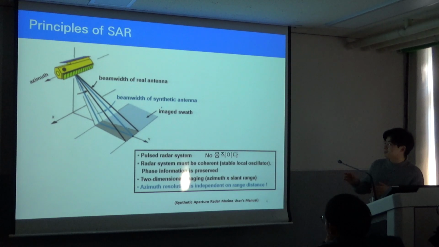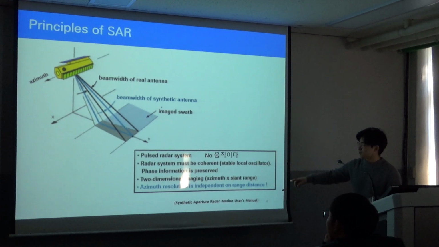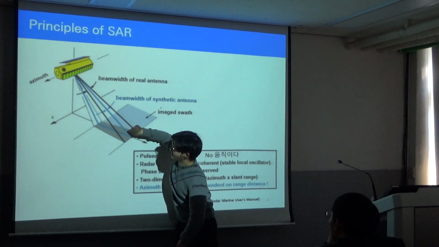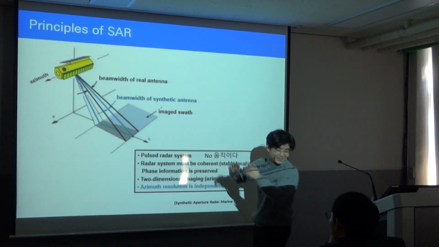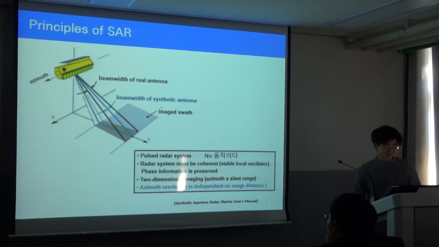It simply means horizontal and vertical, and azimuth resolution is independent of range distance. Azimuth is the moving direction of the satellite, and range distance. Range distance is independent. The resolutions are independent of each other.